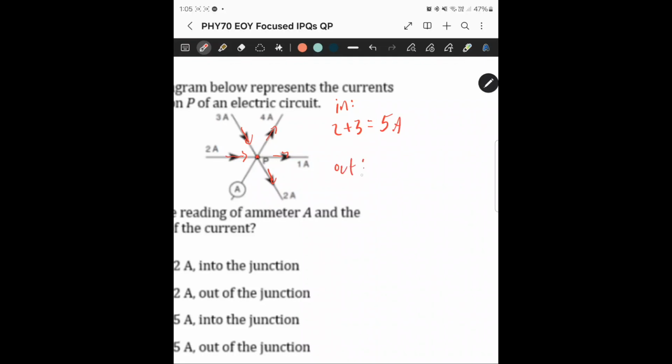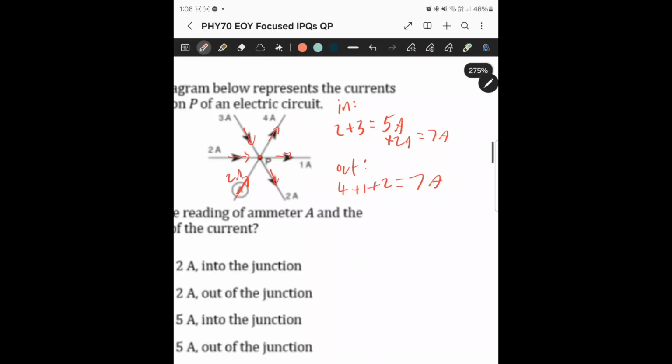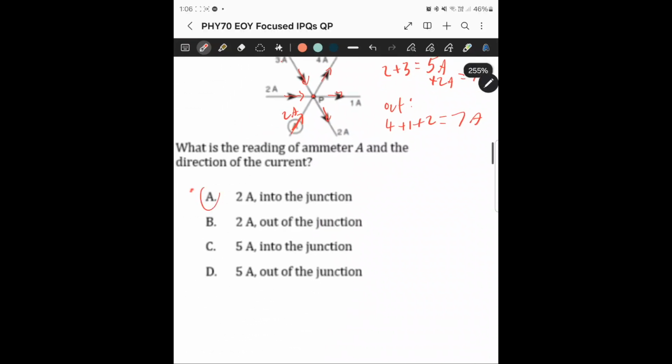Out, how much do we have? Let's check. We have 4 plus 1 plus 2. Out, out, out. So that is 4, 5, 6, 7 amps out. Look, they're not equal. This is only 5 in. That means this one must be coming in. It must bring in enough current to balance this. If that's 7 amps out but only 5 in, I need to add 2 amps to get it. That will give me 7, which is balanced because the current coming in must equal the current coming out. Kirchhoff's current rule. So this will be 2 amps coming in. 2 amps into the junction.